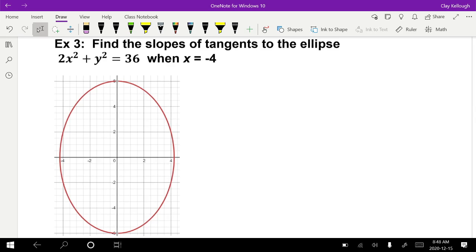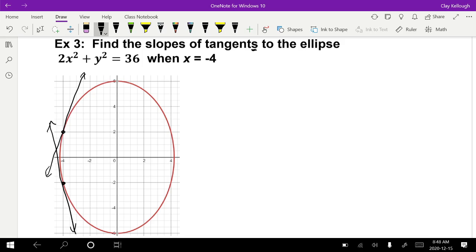And notice the plural on tangent. Tangents. Why is there more than one tangent? Because the ellipse happens to have 2 points when x is negative 4. Here and here. So maybe just make a quick sketch of this. So there's a tangent line that's going that way, and a tangent line that's going this way. And I want the slope of those 2 lines.